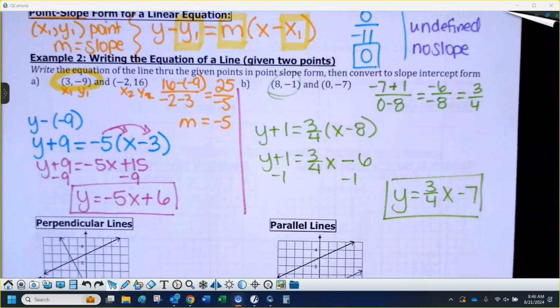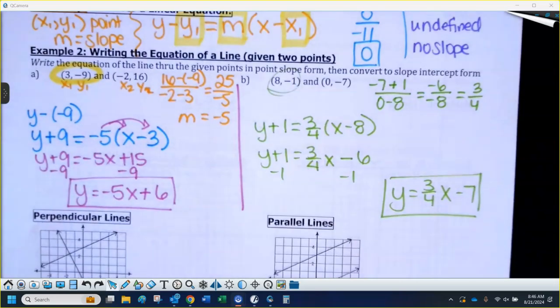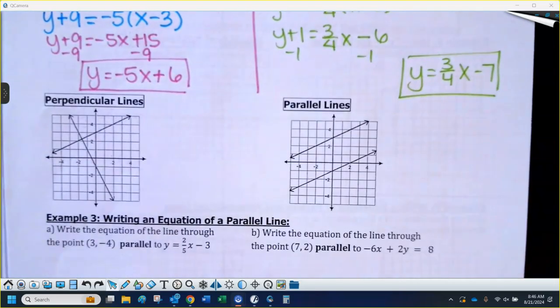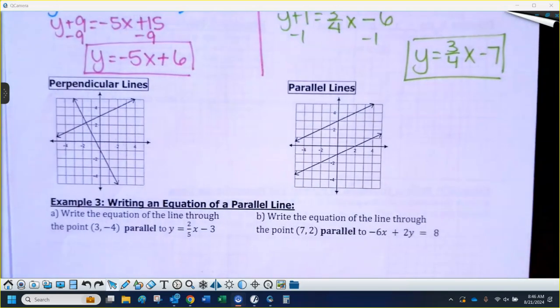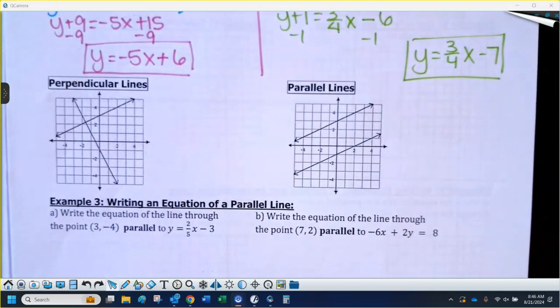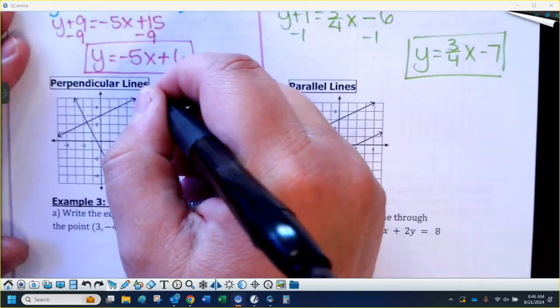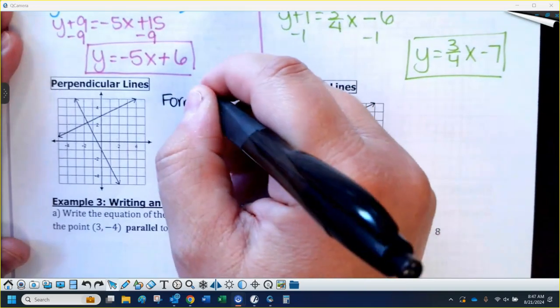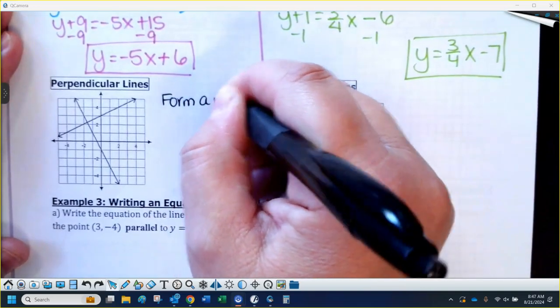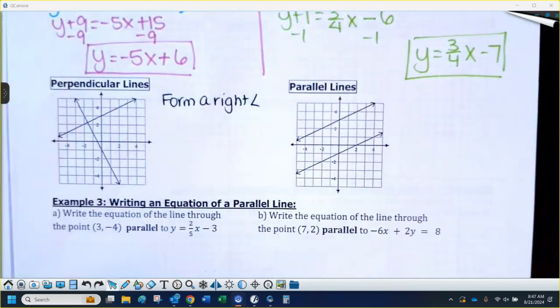Okay. Now, what do you guys think about if I say I have two lines, and I just have a little picture for you so you can see it. If I tell you they are perpendicular, what does that make you think about, maybe from geometry or algebra 1? They form a right angle where they intersect, right?